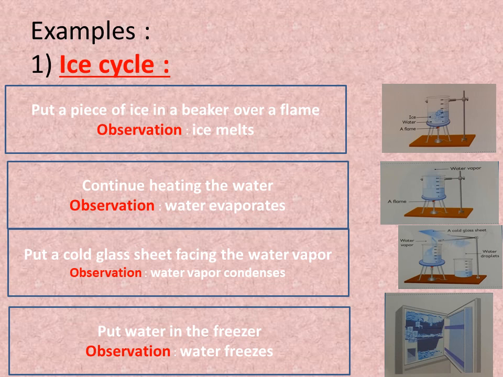Number four, we put water in the freezer. We notice that water changes into ice by cooling, and this process is called freezing. So water freezes. So melting, evaporation, condensation, and freezing are considered physical changes because matter changes from one state to another. It means that the shape changes, but the structure doesn't change.